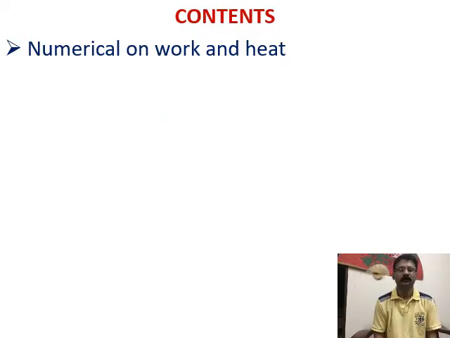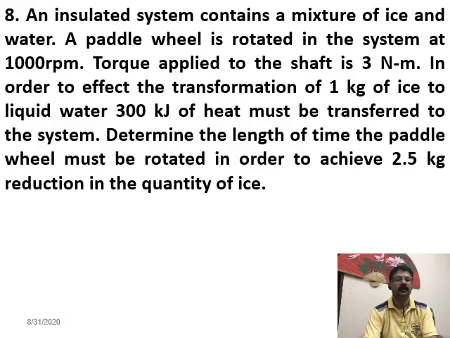So we will continue with the numericals on work and heat. Okay, let us take this numerical. An insulated system contains a mixture of ice and water. A paddle wheel is rotated in the system at 1000 rpm. Torque applied to the shaft is 3 Newton meter. In order to effect the transformation of 1 kg of ice to liquid water, 300 kilojoules of heat must be transferred to the system. Determine the length of time the paddle wheel must be rotated in order to achieve 2.5 kg reduction in the quantity of ice.